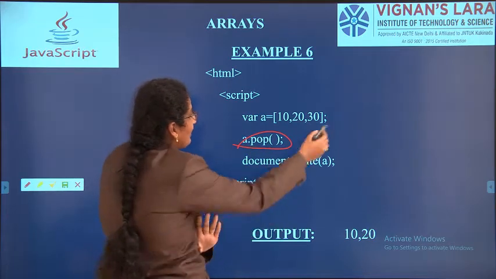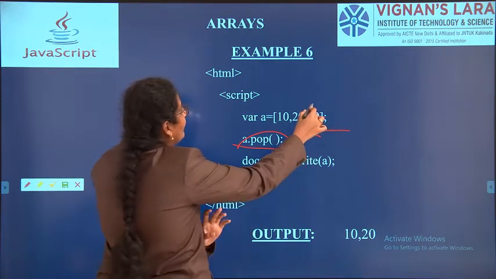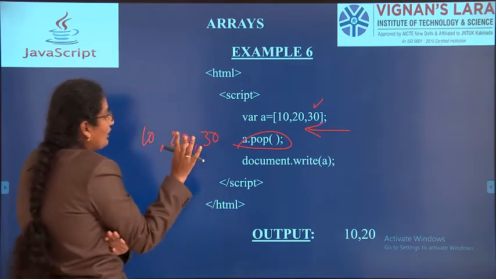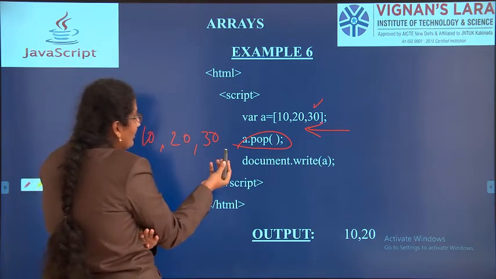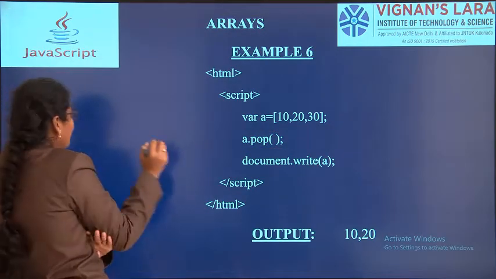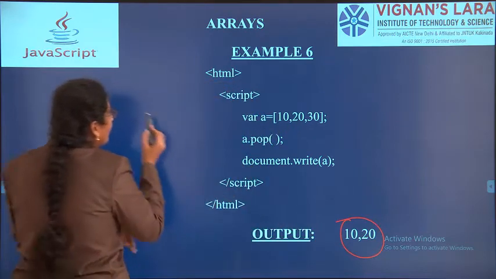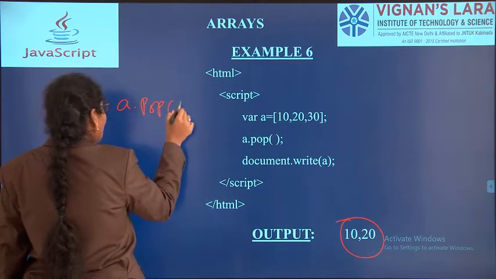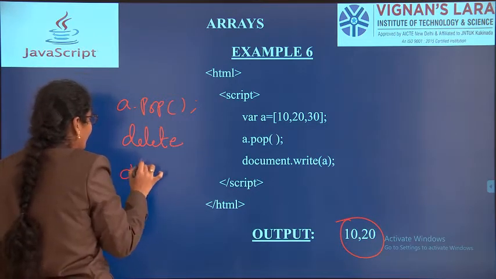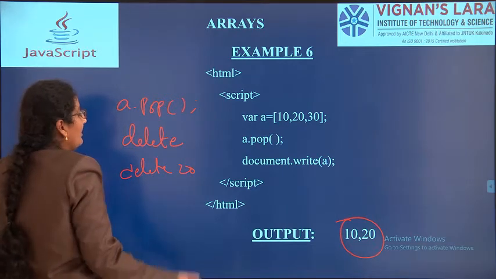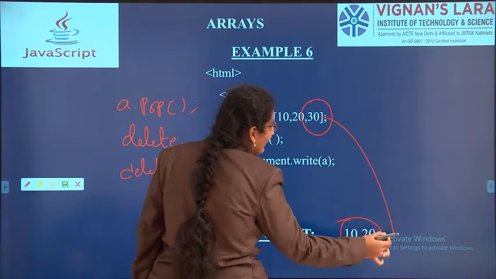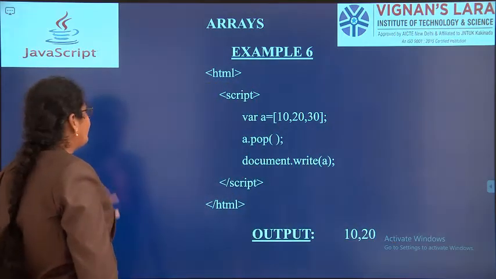So when I have not mentioned it, it will delete the last inserted one. First we gave 10, next we gave 20, after that we gave 30. I have not told it which element to delete, so the last entered one is what it deletes. Here it deleted 30, so the output will be 10 and 20 only. So A.pop is the method used for deleting. If you mention delete 20, it will delete 20. If you have not mentioned which element to delete, the last entered element will be deleted and will not be there in the output.